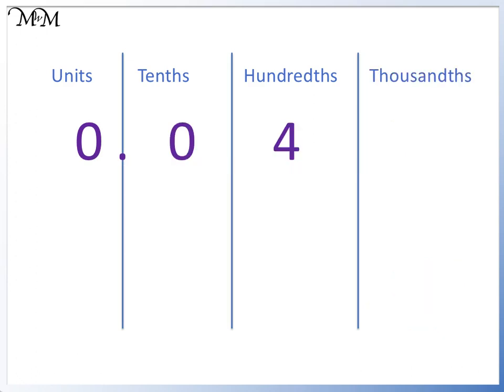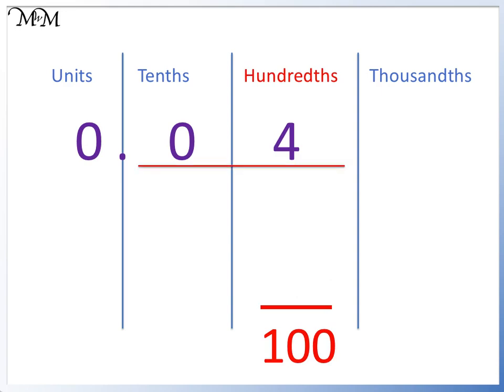And finally, 0.04 finishes in the hundredths column. So the denominator will be 100. Reading across from the decimal point, we have 4. So our fraction is 4 hundredths. To take this one step further, 4 hundredths can be simplified to 1 over 25 by dividing both numerator and denominator by 4.